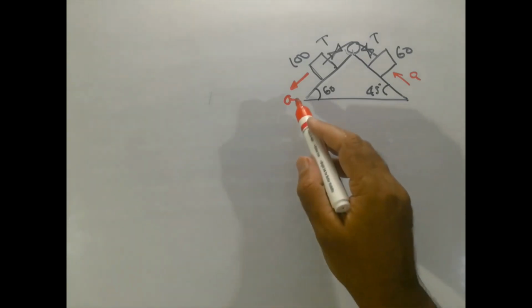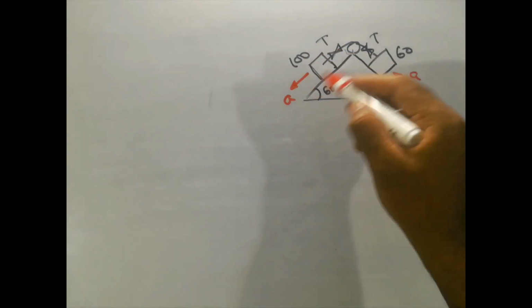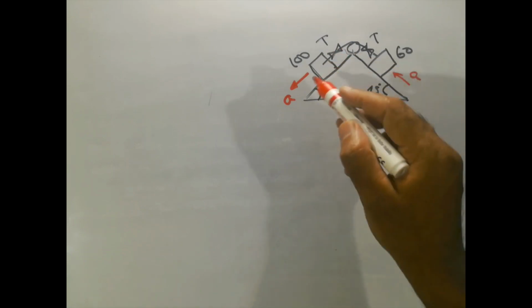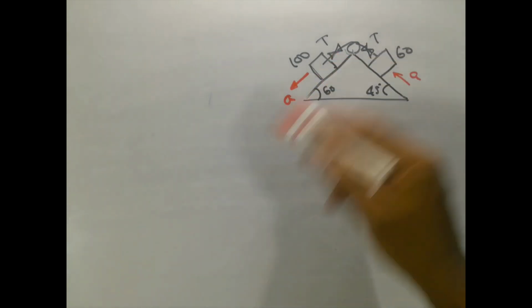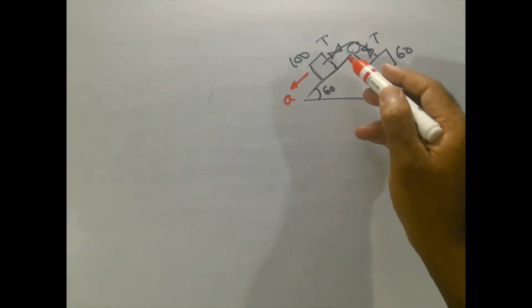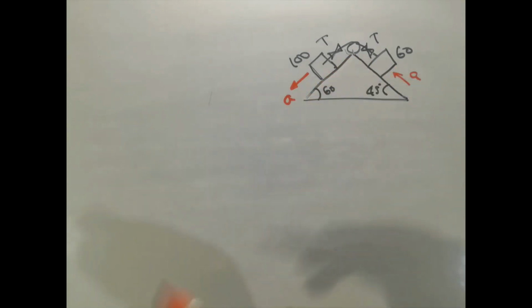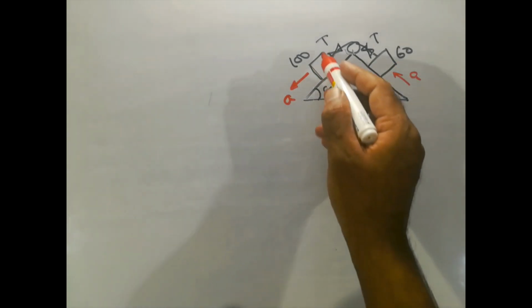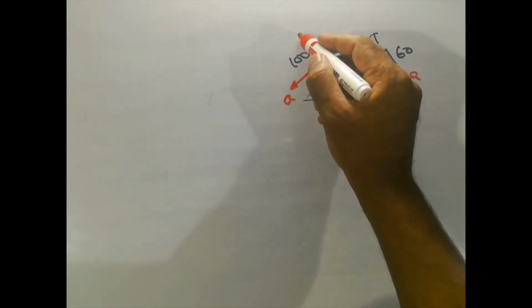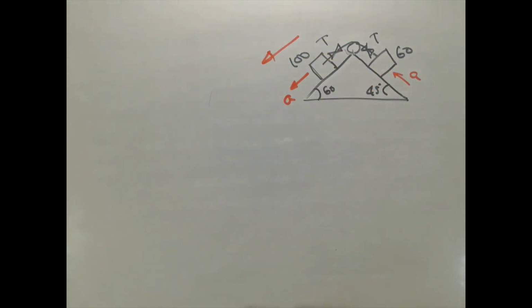The acceleration a is in this direction for the 100 Newton block, because it is the heavier block, and this is the smaller one. So this will be moving up and this will be moving down. Another thing is that this plane is steeper, so it will have more tendency to move downwards. The component of force under which this block is moving down is the one parallel to the plane.